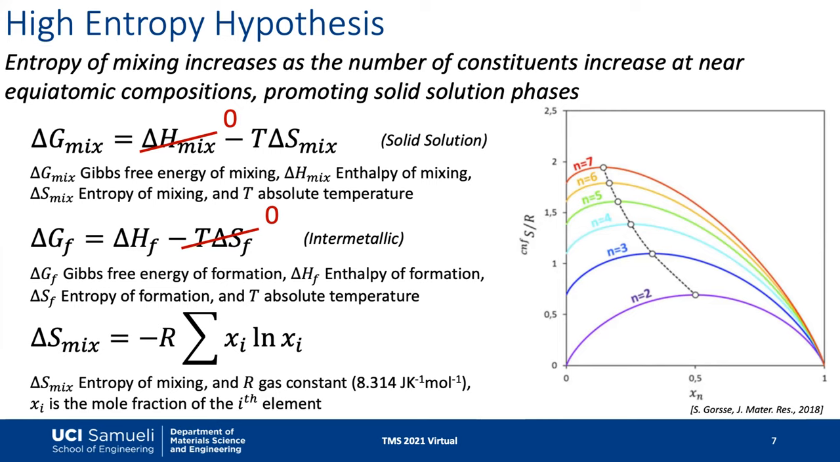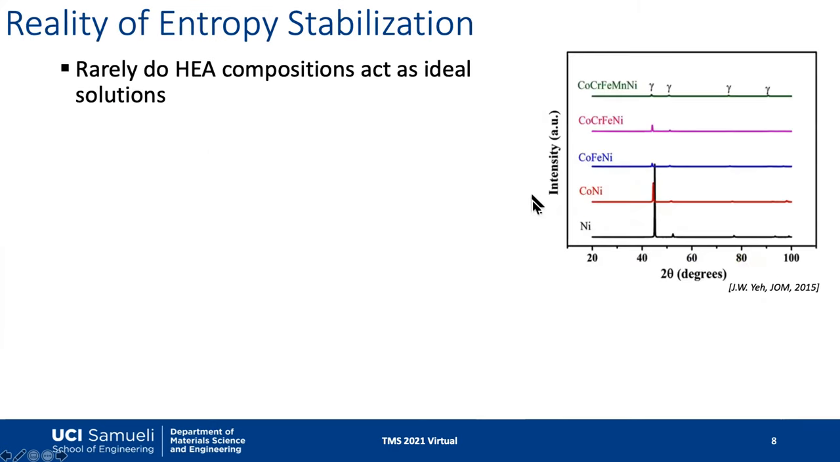The takeaway is what? For a given system, the maximum is at the equiatomic composition. And as more constituents are added, what happens? The entropy increases, okay? Now, the reality, there's always a reality, right? These HEA compositions do not always act as an ideal solution.